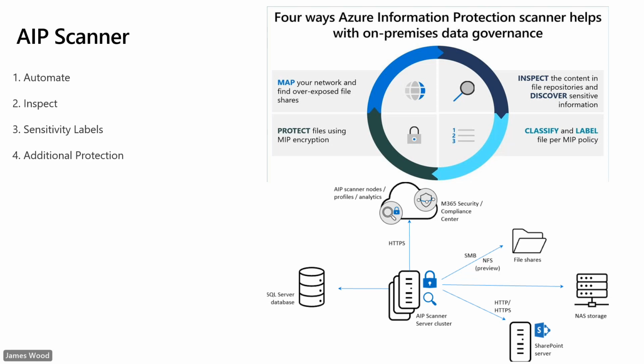And so now we've discovered how we can classify and protect our data both in the cloud and on premises. I'm going to pass it over to Ryan, who can actually show us a demo of how to use the data classification tools, the sensitivity labels, and the AIP scanner as well. So take it away, Ryan.